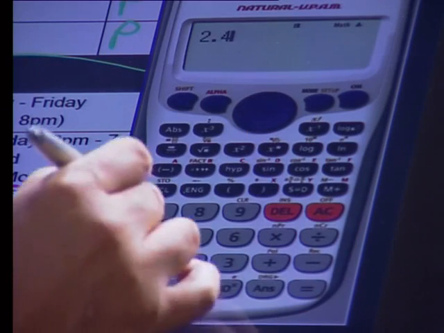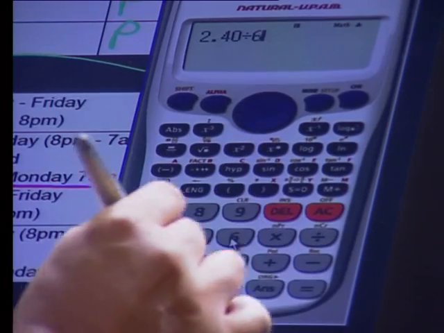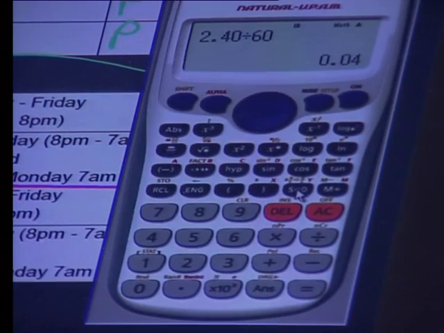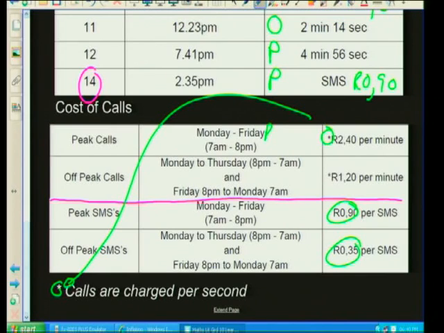Out comes the calculator, and we're going to say R2.40 per minute. How much am I going to pay per second? How many seconds are in a minute? There are 60. So we're going to say 2 Rand 40, divide that by 60 equals, and we get an answer of 4 cents. So although I am paying 2 Rand 40 a minute, I'm also paying 0.04 Rand per second.